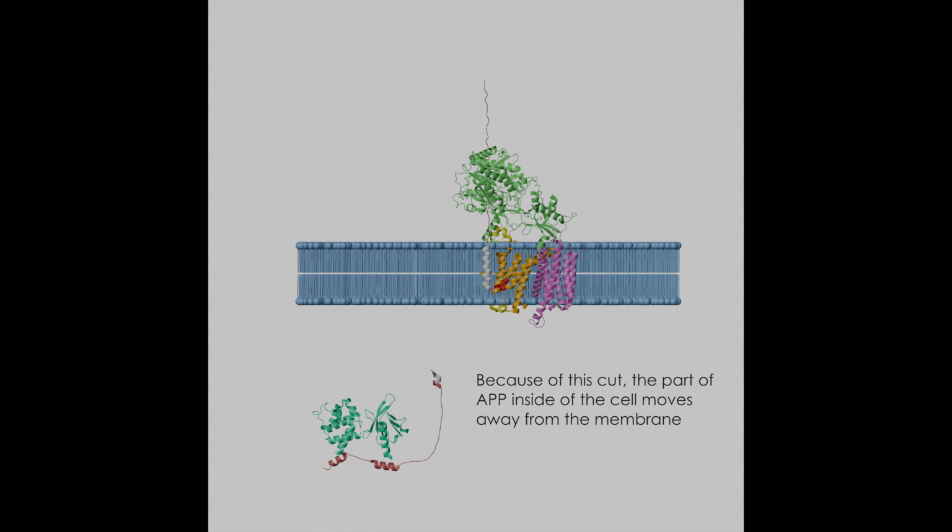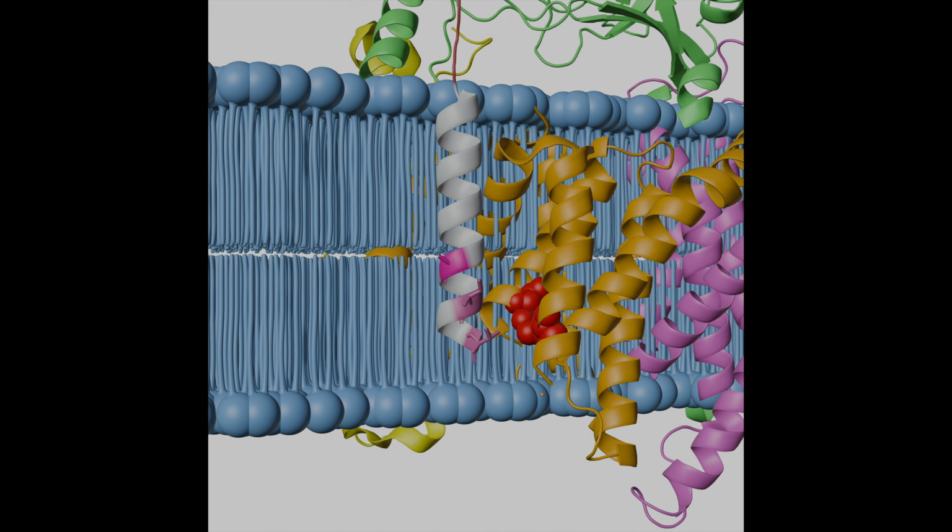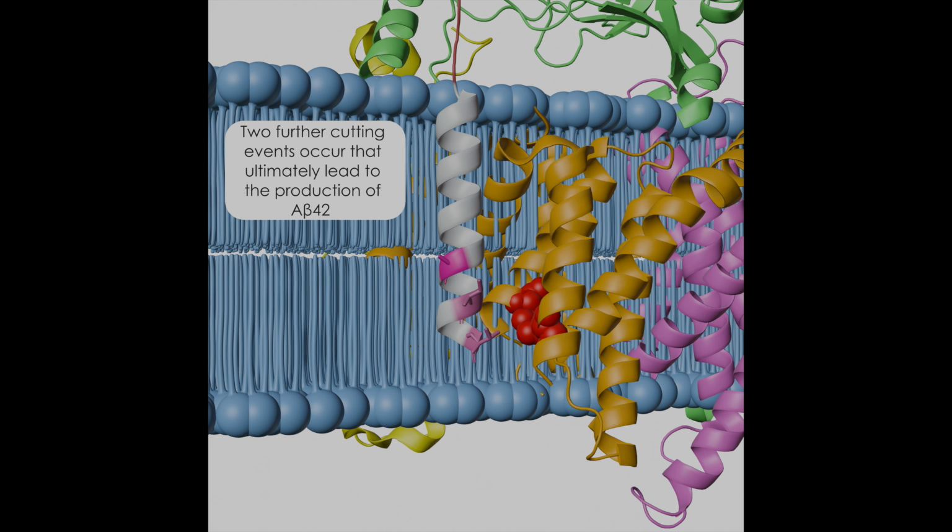Because of this cut, the part of APP inside of the cell moves away from the membrane. It's likely that talin is released at this point. Two further cutting events occur that ultimately lead to the production of amyloid beta 42, seen in pink and dark pink.